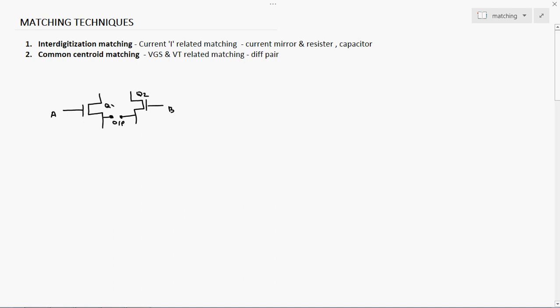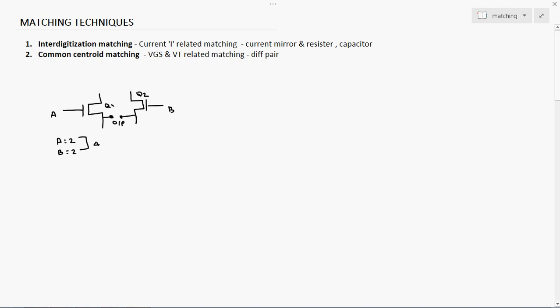I have A equal to 2 multipliers and B equal to 2 multipliers. If you want to know what is meant by multipliers and fingers, I will add a separate video for multipliers and fingers, and you can watch that video and get the idea from it. For the time being, A equal to 2 multipliers and B equal to 2 multipliers means we have totally 4 devices.